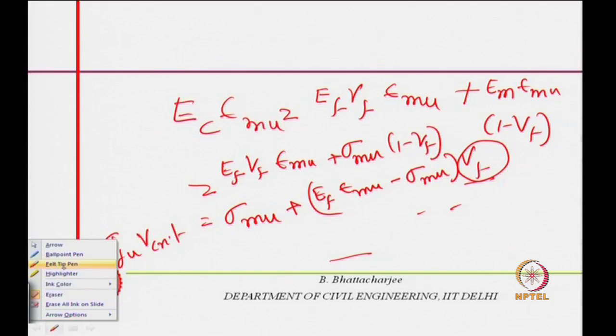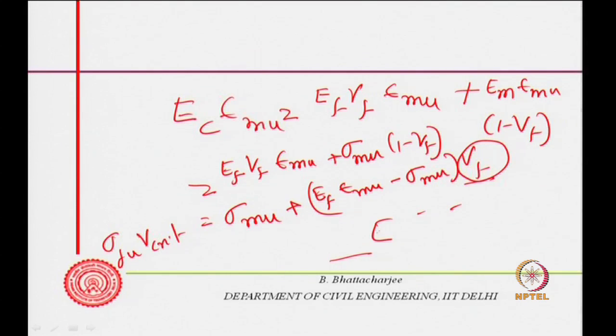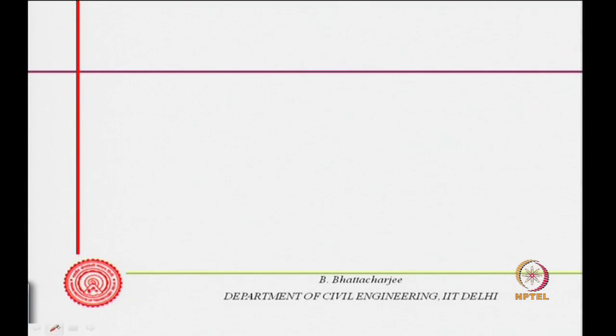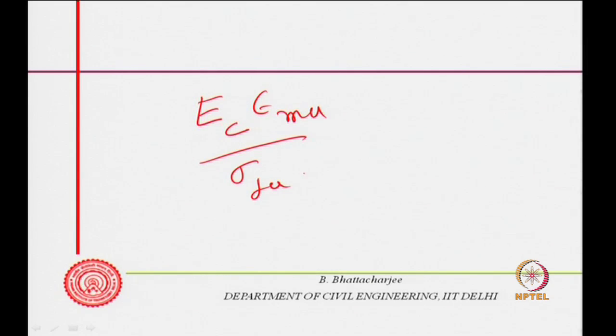Because E c epsilon mu divided by sigma fu was equal to V f crit. So, therefore, if I write V f crit, the expression was E c epsilon mu divided by sigma fu is equal to V f crit. Now, this can be expressed in terms of V f crit, and that is what I did.